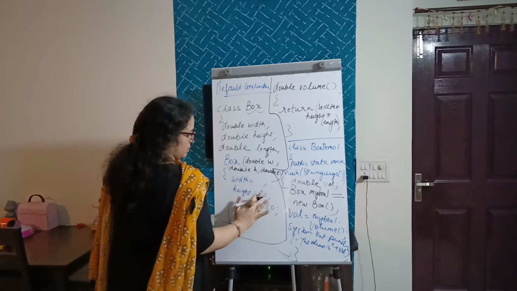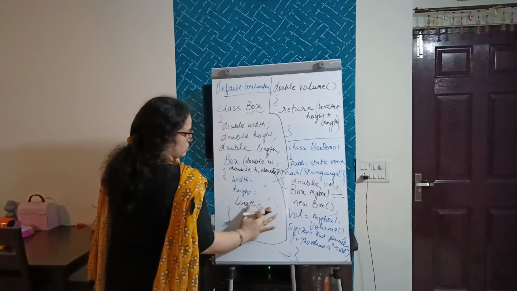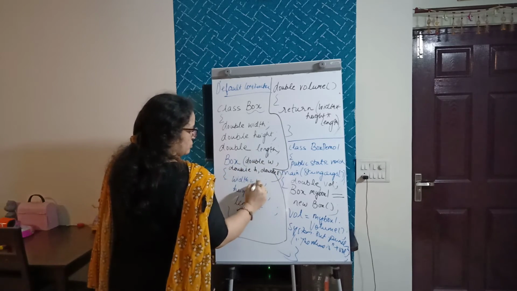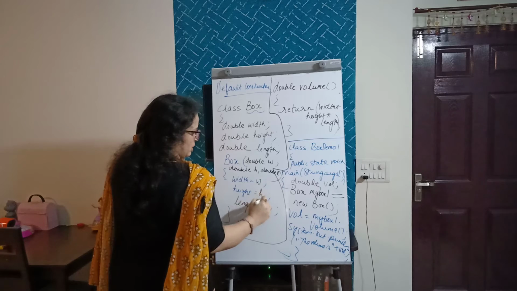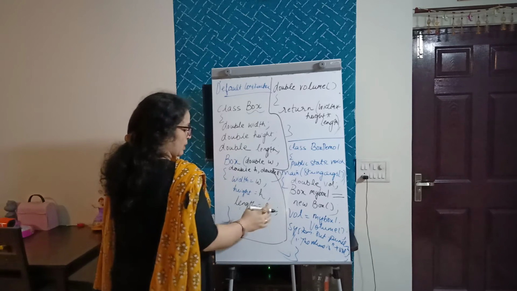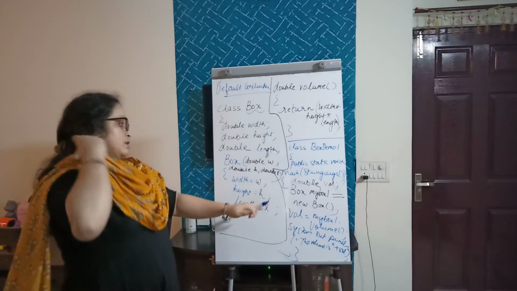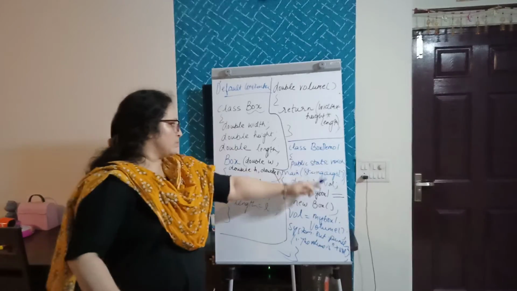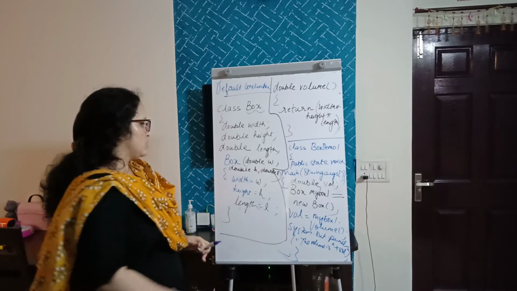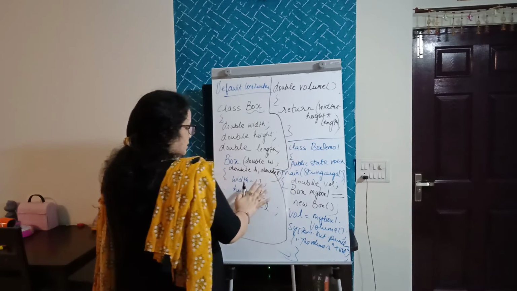And over here, instead of the values, we will assign these variables. width is equal to w, height is equal to h, and length is equal to l. So once the values come from this main method, they will be assigned here. How? Let's see.